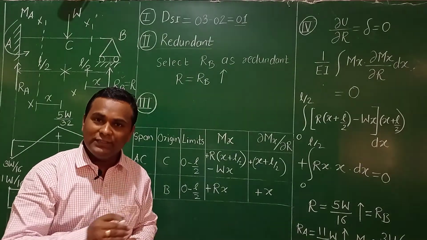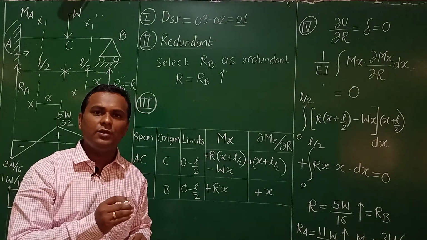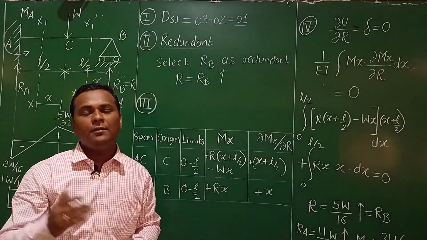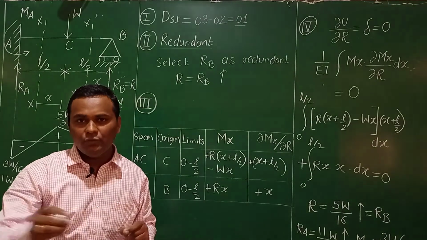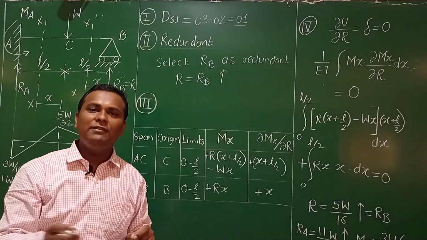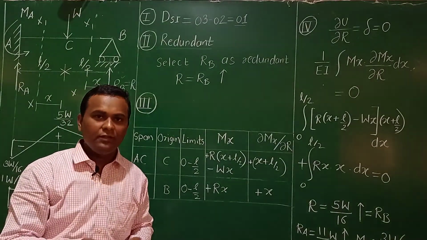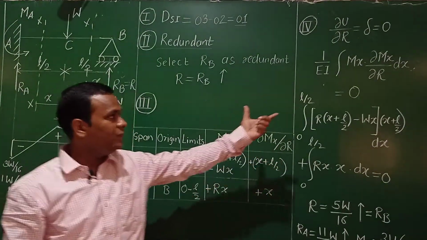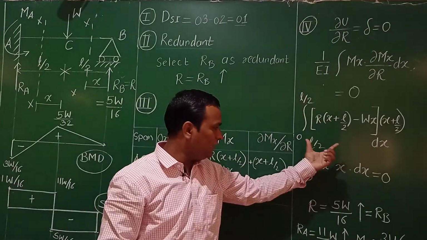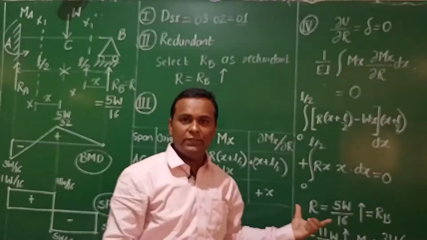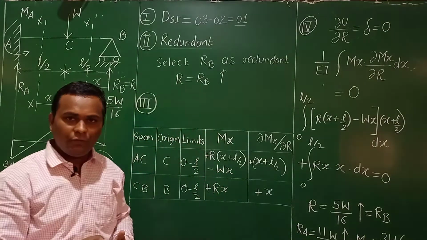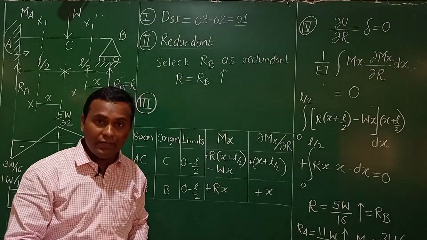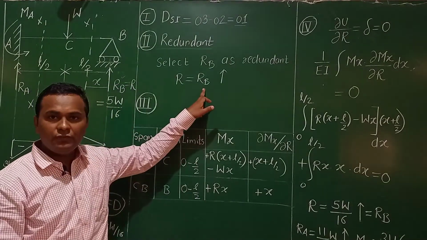If the loading is the same throughout, like uniformly distributed load, then we don't need to take multiple spans. Within a single span, we can get the equation of a bending moment. Then we can get the equation of dMx by dR, and by using this equation we can easily find out the unknowns. Here, if you see the number of redundants initially, it was 1.